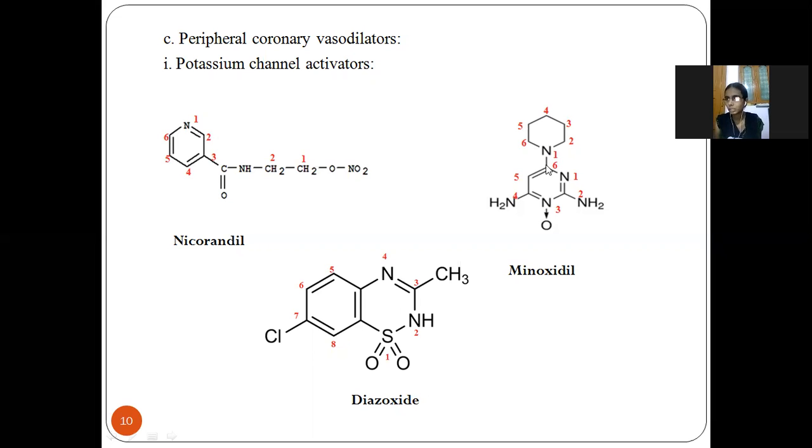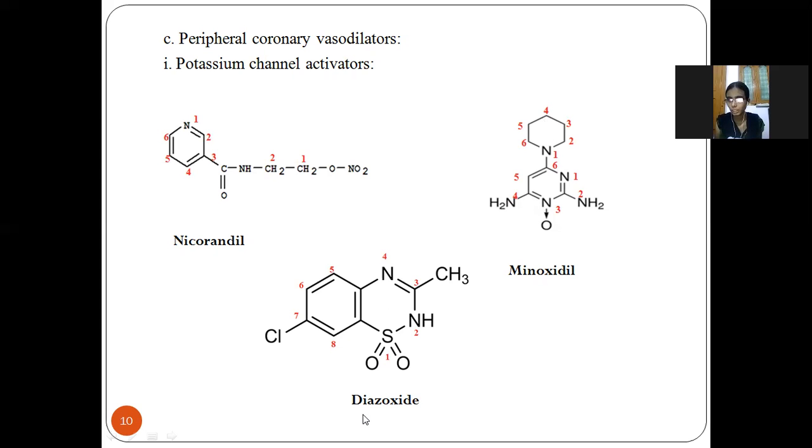So this is the pyrimidine structure, and it contains the 2 nitrogen atoms in the 6-membered ring. For this pyrimidine, in the second and the fourth position amine groups are there. In the third position oxygen group is there, and in the sixth position piperidine structure is attached.